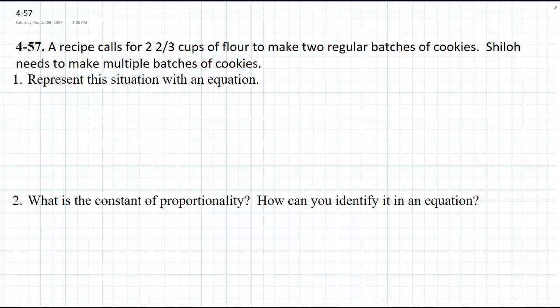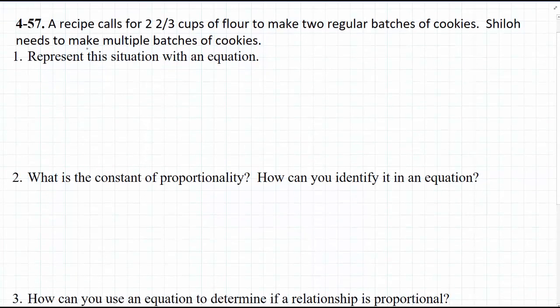Okay, so this problem we're going to be working on is 4-57. We have a recipe that calls for 2 2/3 cups of flour to make 2 regular batches of cookies. Shallow needs to make multiple batches of cookies. So we're first being asked to represent this situation with an equation. This is the second problem where you're going to be asked to actually create an equation and relate the idea of proportional relationships.